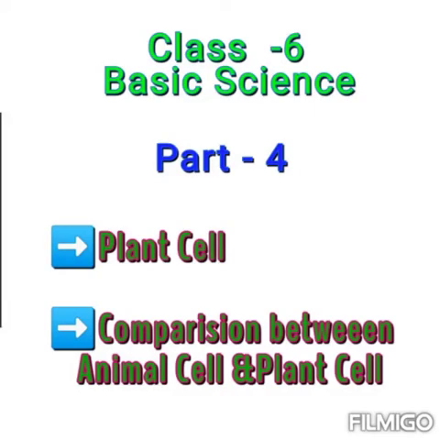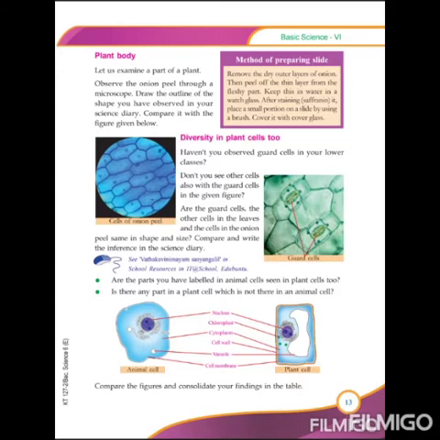Hello students, in this video we are going to see the last part of class 6 basic science first chapter, Cascades of Life. The last part of this chapter deals with plant cell and comparison between animal and plant cell. We have learned about animal cell. Now we have to think about plant cell.